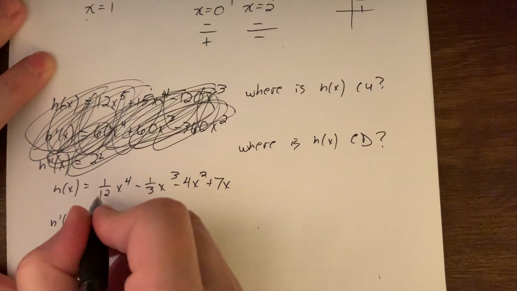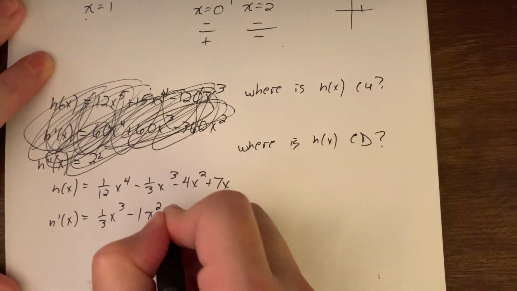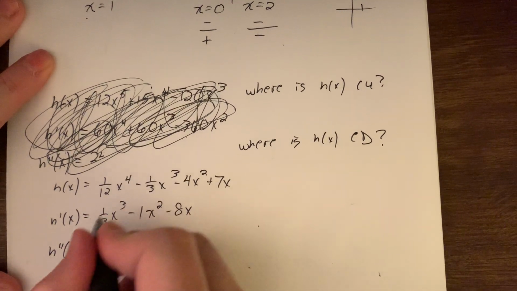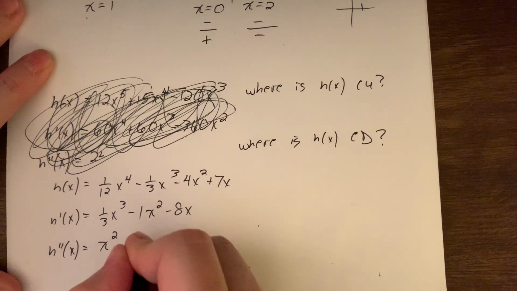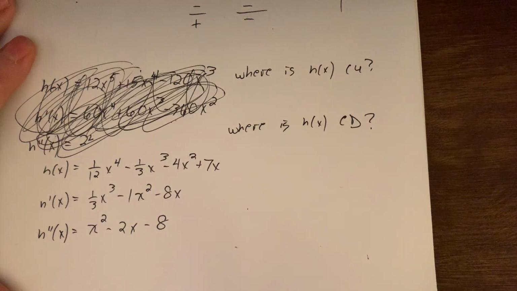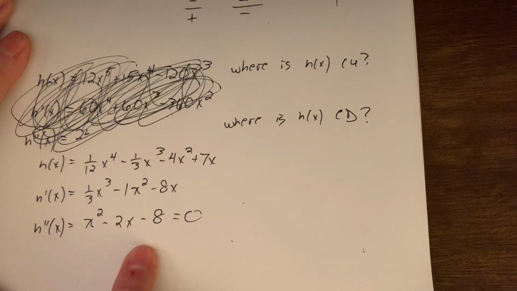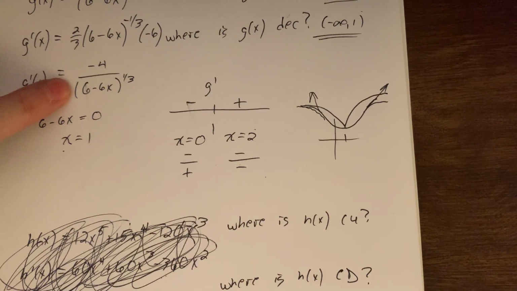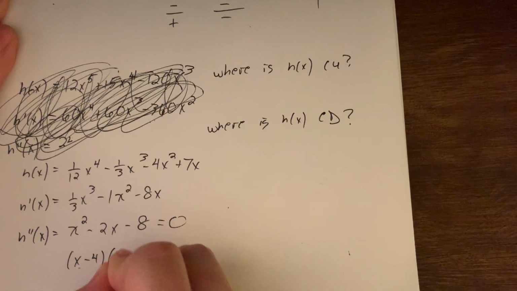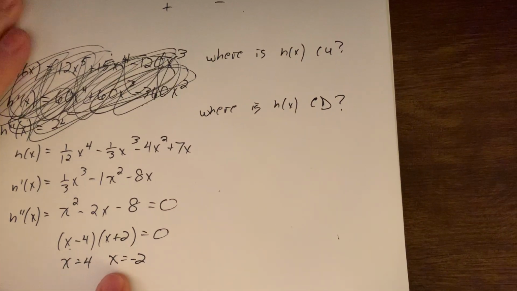First derivative, 4 times 1/12 is 1/3 x cubed. 3 times 1/3 is 1 x squared minus 8x. And then a second derivative, 3 times 1/3 is an x squared. That'll give me a minus 2x and a minus 8. I need the important spots where the second derivative is 0 or undefined. Not to worry about the undefined. Here we did have a denominator, had to think about denominator 0. Here we could just focus on the numerator. Little factoring. Two important spots.